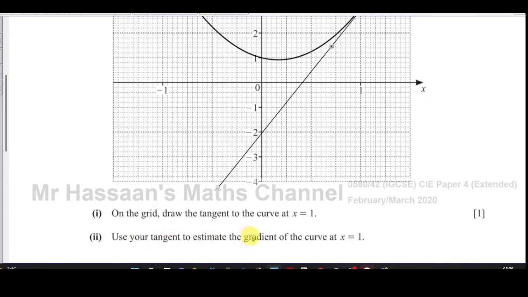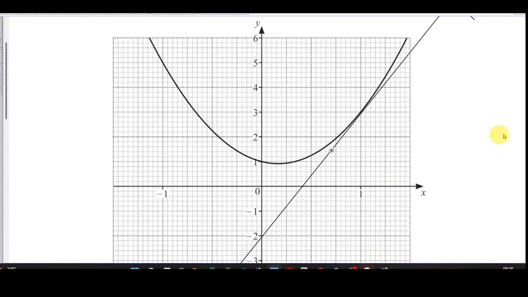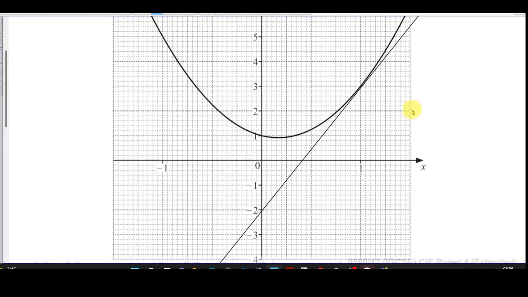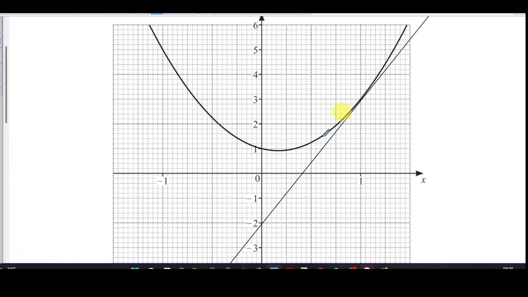Then part 2 says, use your tangent to estimate the gradient of the curve at x equals 1. So we can choose any 2 points on this line that we want, and the gradient of this tangent will be the same as the gradient of the curve. The tangent is drawn to help us find the gradient of the curve, especially when we don't know its equation. So we draw the tangent, we find the gradient of the tangent, and that gives us the gradient of the curve.